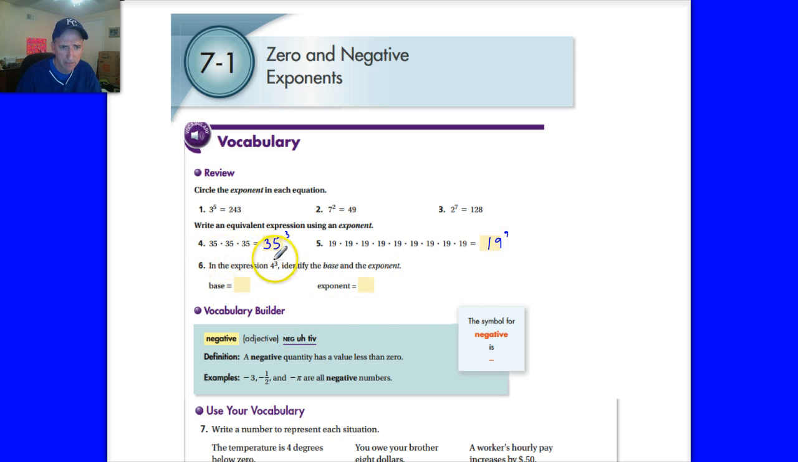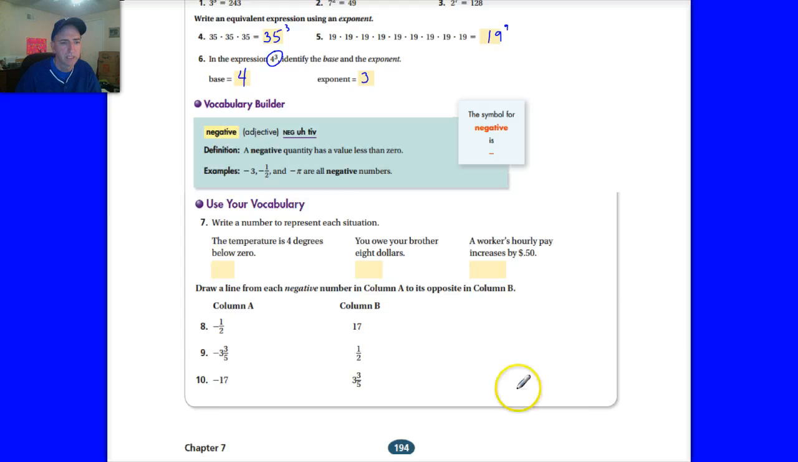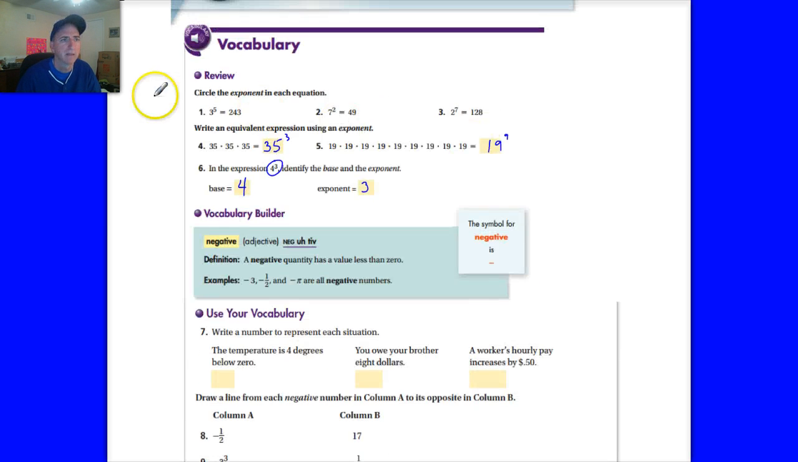In number 6, this is important here. This 4 to the power of 3, okay, the base is the 4, and the exponent is the 3. You'll need to know that because I'll use that language a lot. The base is the number that is getting multiplied. The exponent is the number of times it gets multiplied. This kind of talks about negative numbers and some examples of that. We need to move on because we've got a lot of detail to talk about in the next page.